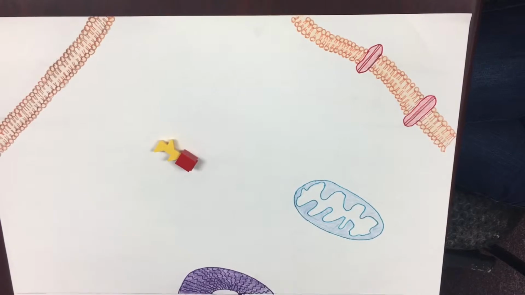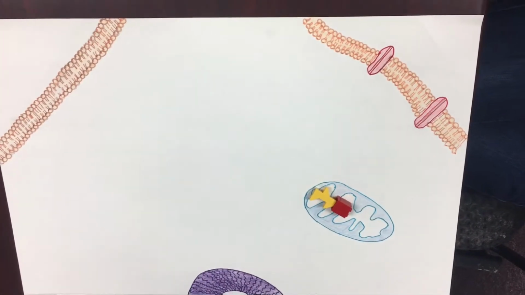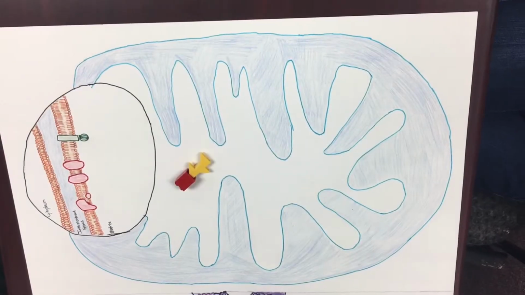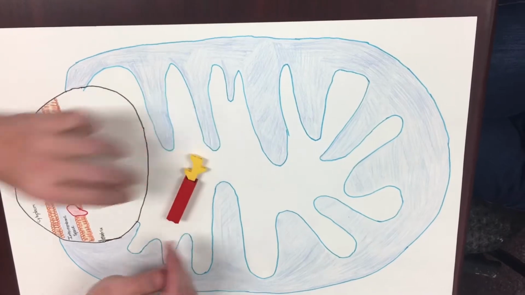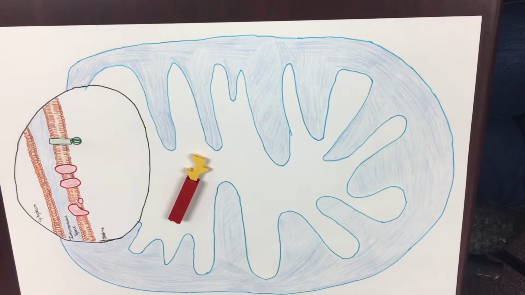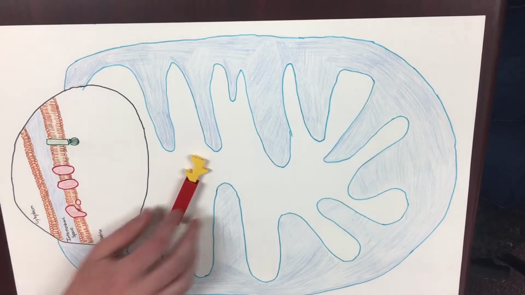Coenzyme A then brings the acetate to the mitochondrial matrix, and this begins the Krebs cycle. To begin the Krebs cycle, an enzyme combines acetyl-CoA with a 4-carbon molecule called oxaloacetate. Coenzyme A is then removed to create citrate.